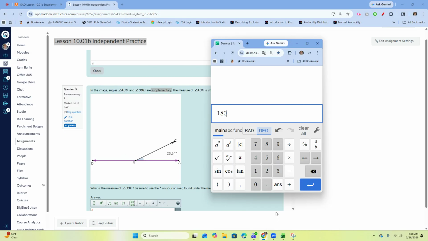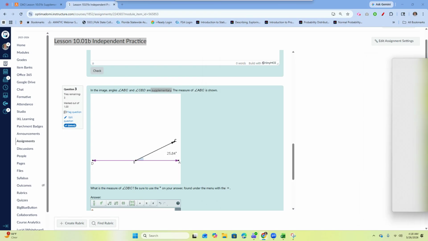I'm going to show how to do it. I'm going to take 180, because that's what supplementary means, and I'm going to subtract the angle that I already know, which is 25.84. And you can see that my answer here will be 154.16. Okay, it's that simple. Just keep in mind that two angles that add up to 180 are also known as supplementary.